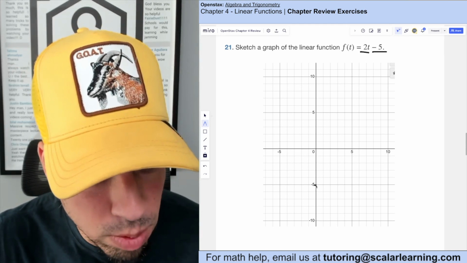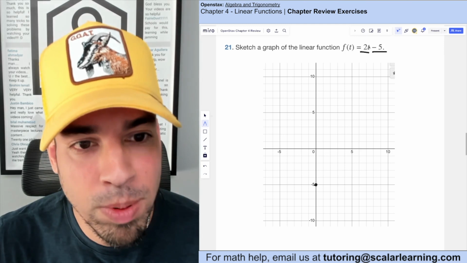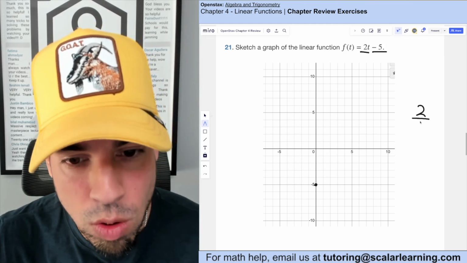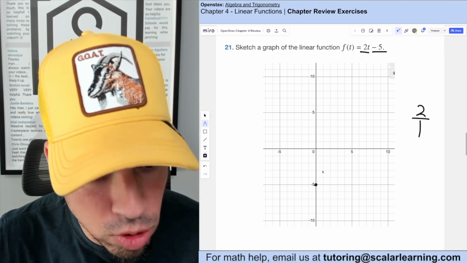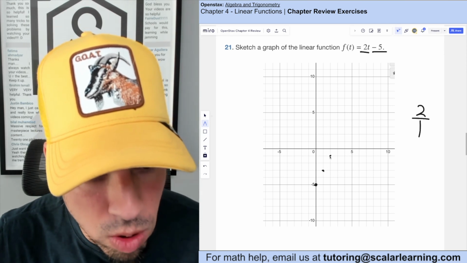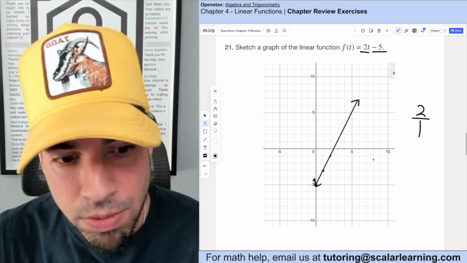Here's my y-intercept. We plot that first at negative 5 on the y-axis. And then a slope of 2 means really 2 over 1, right? So it's a rise of 2, a run of 1. So we go up 2 over 1, up 2 over 1. And now we're going to connect the dots like so. And there's your final answer.